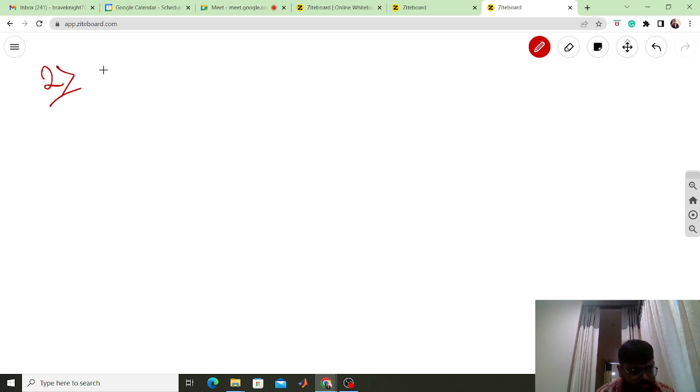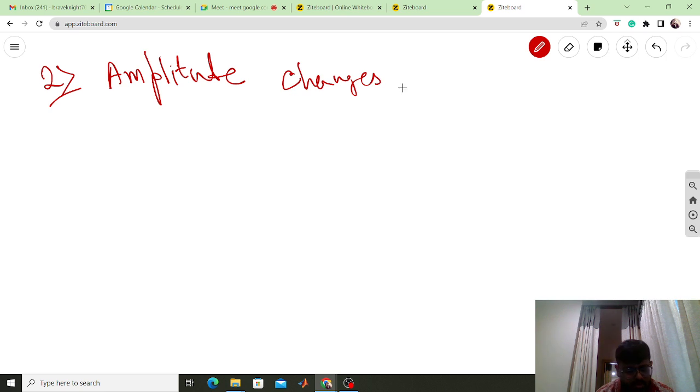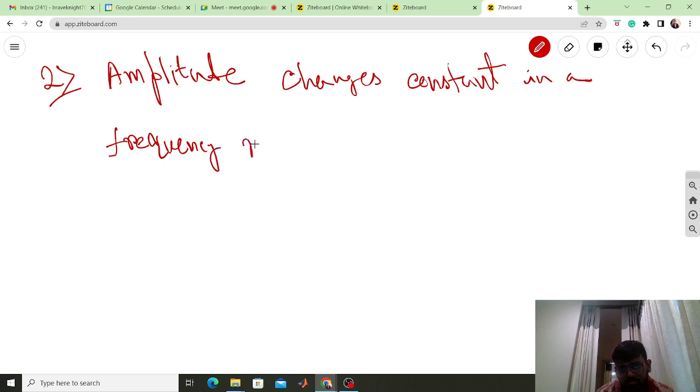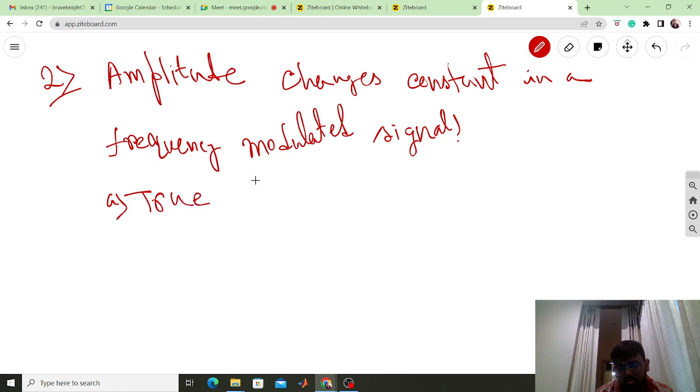This is also a true-false pattern question. The question is, amplitude changes constantly in a frequency modulated signal. First option is true, second option is false.